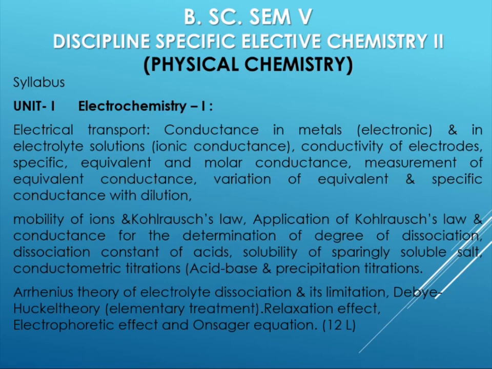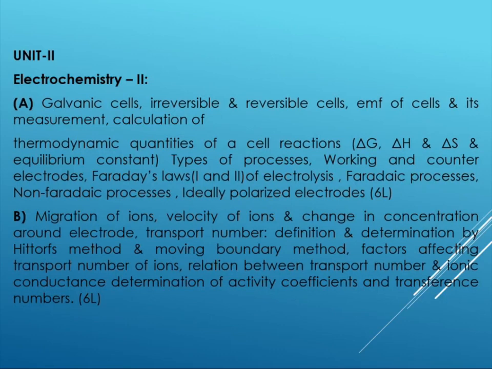Let us see unit number 1, that is electrochemistry part 1, where you will learn electrical transports, different kinds of conductance in metals. I do not go into the detail of that because we have to see a lot of things here. I will explain the entire unit one by one. In part B of the same unit, you will study the mobility of the ion, Kohlrausch, its applications, and all these things.